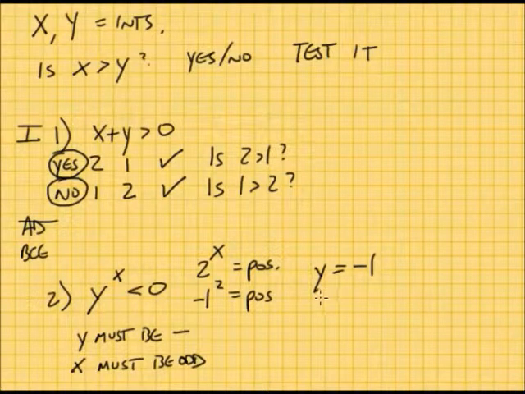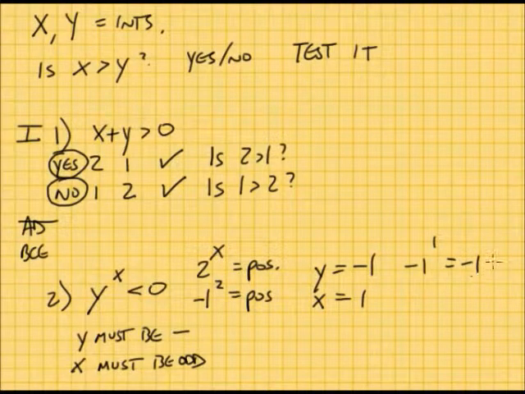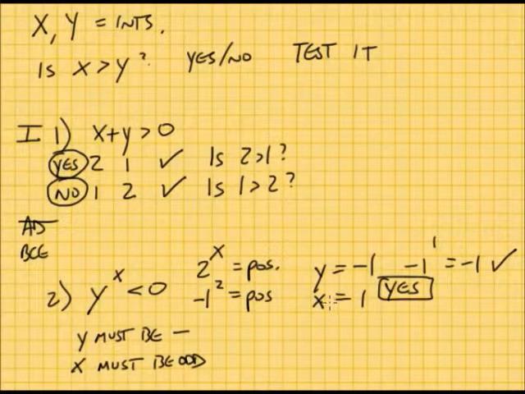And you could have x equal +1. -1 to the first power is -1. That's less than 0, so that fits. In this particular example, is x greater than y? Absolutely it is. But nothing here said that the x had to be positive. We just know that it has to be odd.